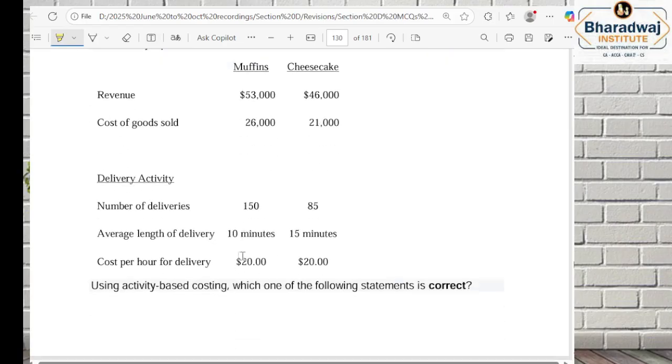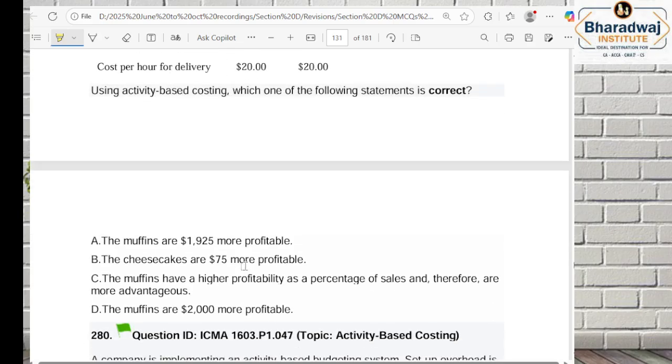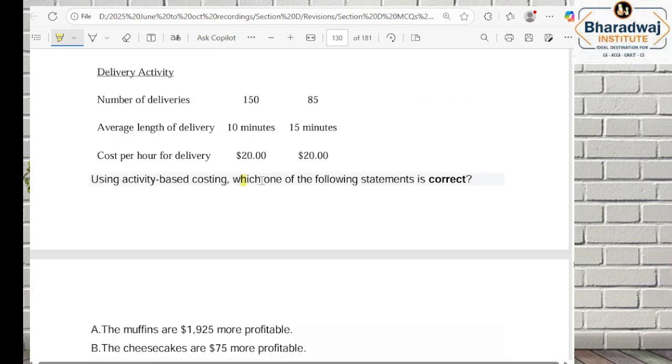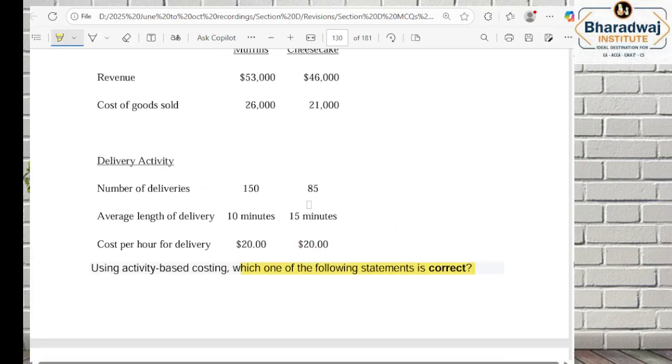Read this question. Which one of the following statements is correct?